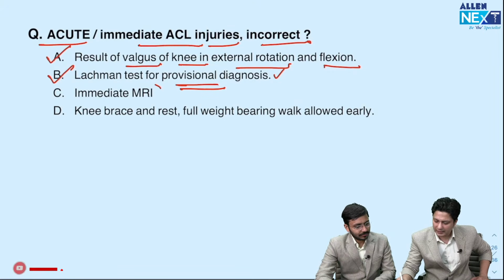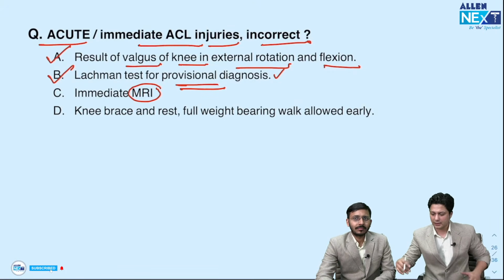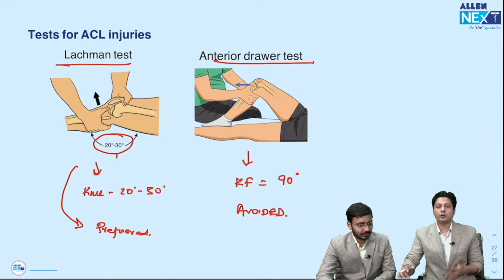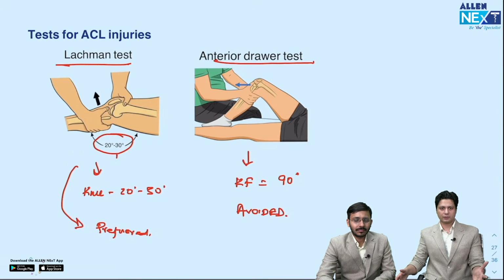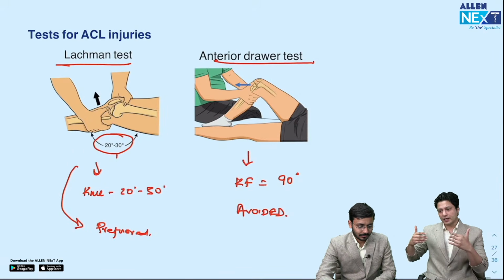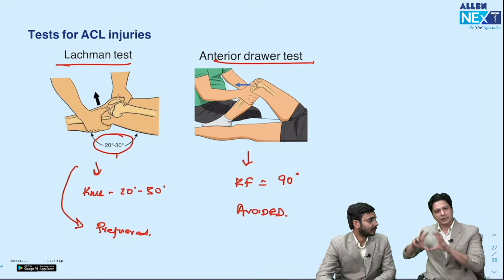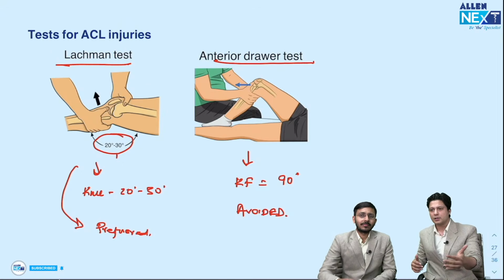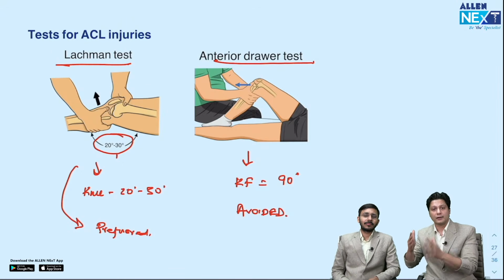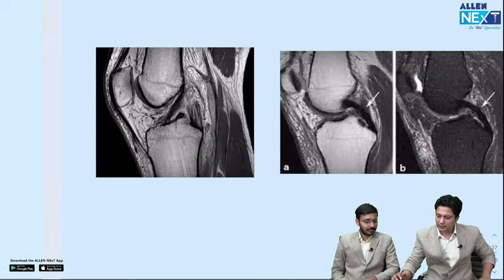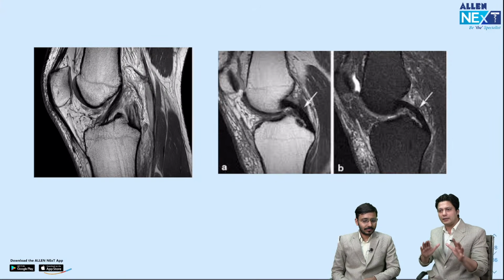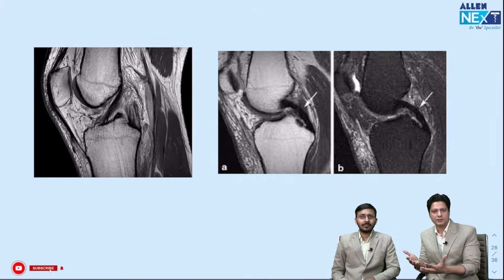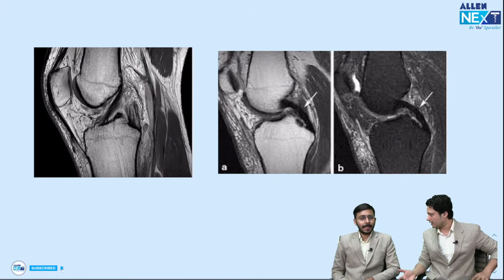The third one is the immediate MRI. Now this is a point that sir is going to explain to you, because you certainly want to know the diagnosis. You have a patient who has sustained an injury to his knee. You have provisionally diagnosed that possibly it is an anterior cruciate ligament injury because it is related to sports. Now you have to make this diagnosis certain, and for ACL injuries, all of you are aware that the investigation of choice is the MRI.